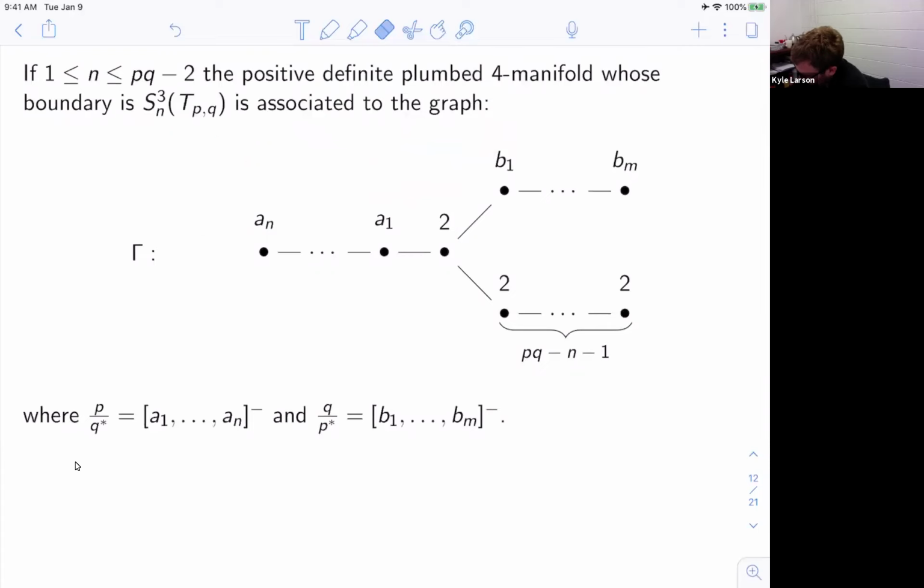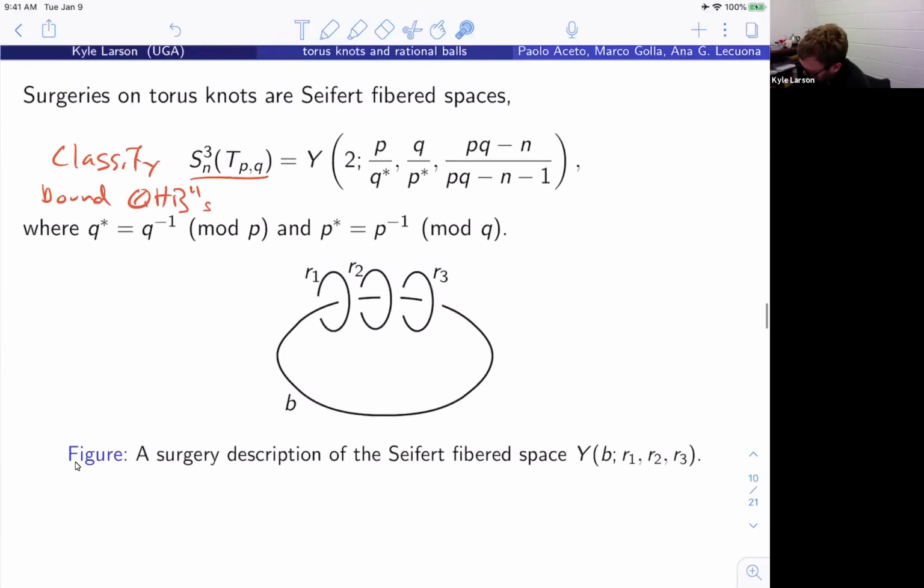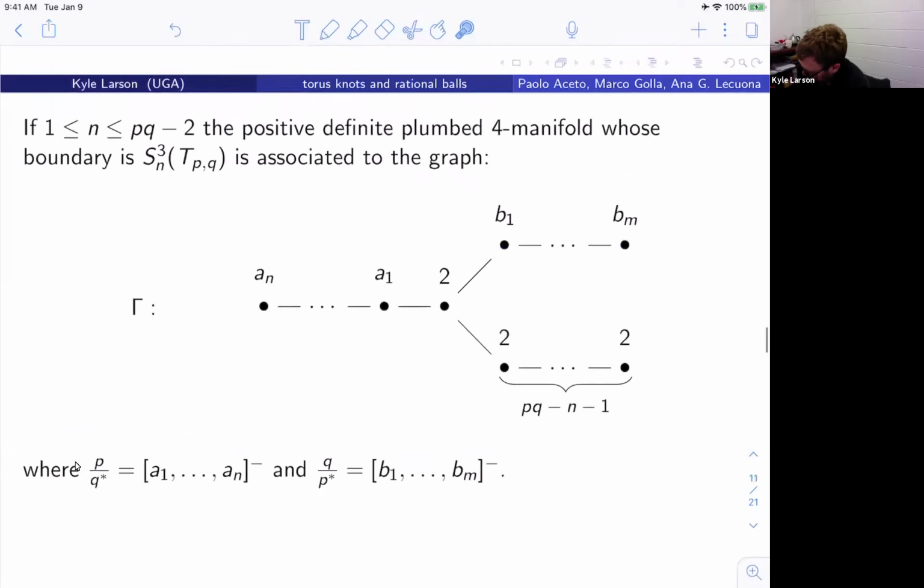Okay, so we have this plumbed 4-manifold, and A1 through An are the integers in the continued fraction expansion of p over q star. And B1 through Bm are the continued fraction expansion of q over p star. We also have a chain of 2s where there are pq minus n minus 1 2s. All of this comes from these Seifert invariants. If we take these Seifert invariants and convert them into a plumbing, this is what we get in this situation.